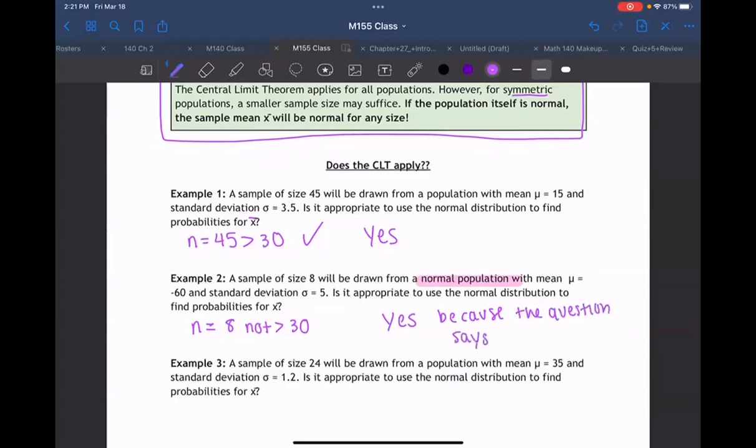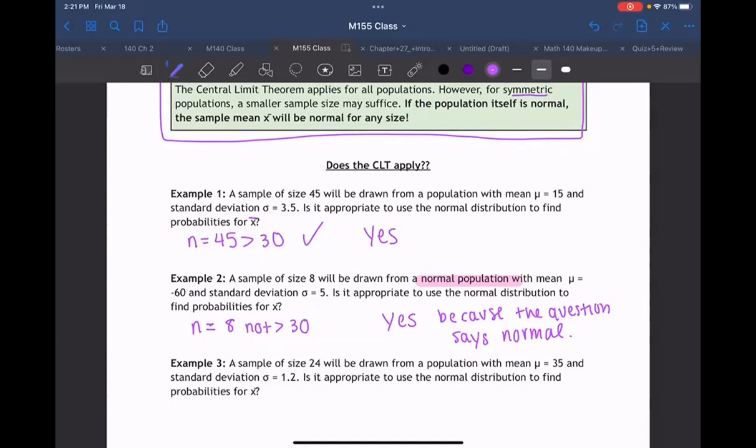Okay. So let's take a step back here. Example 1, we didn't have to check whether the population was normal because the sample size was already bigger than 30. Example 2, we had to check the sample size, and since it didn't work, we checked in the question to see if it said normal. We were good.